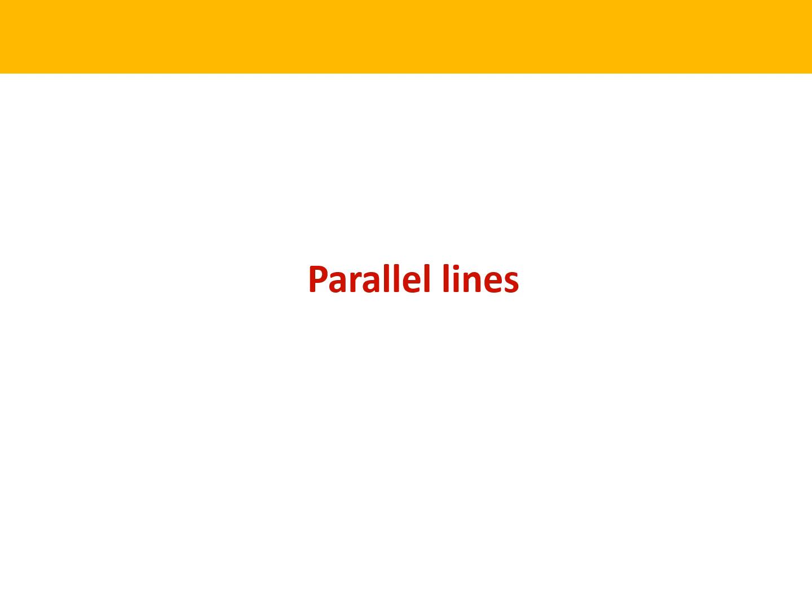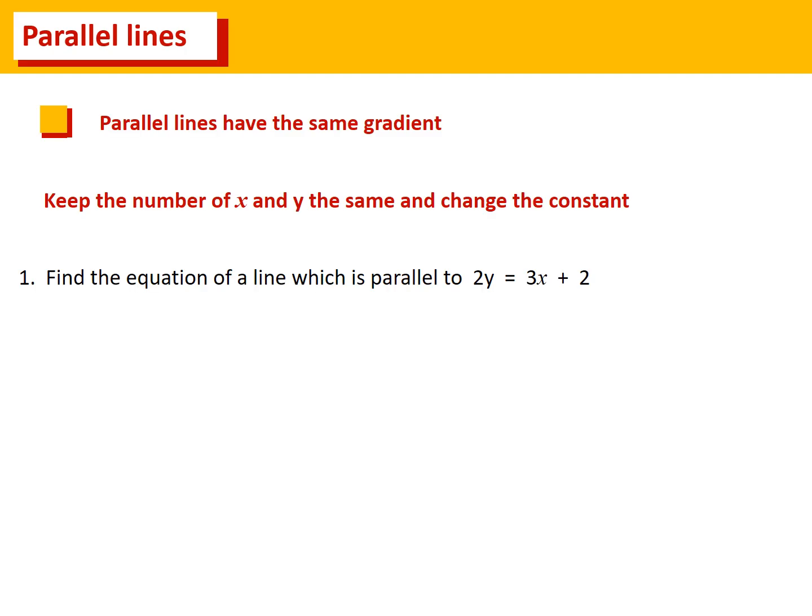Okay, this lesson is about finding the equations of parallel lines. Sometimes it's finding the equation of any parallel line. Sometimes it's about finding a specific parallel line that goes through a given point. We ought to note that parallel lines have the same gradient. They never touch, they run alongside each other, so the gradients of the lines will be the same.